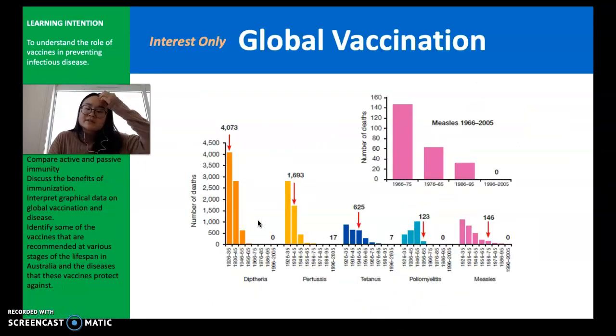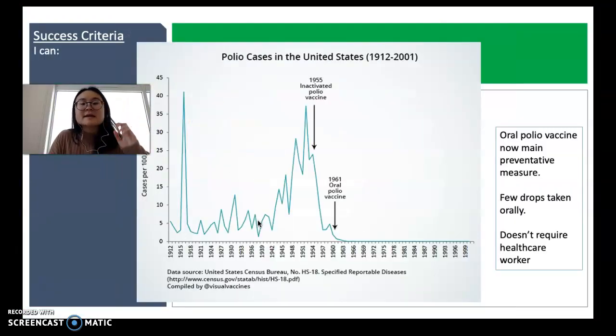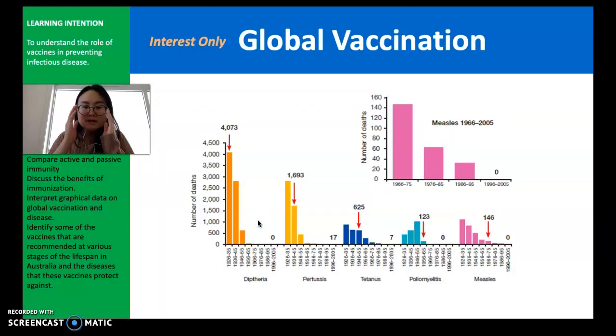Okay, this is pretty interesting. And this is the second last thing I need to touch on. So this is just for interest, guys. If you have a look at this graph, each of these different colors represents the number of deaths from a different disease. So in orange, we've got the number of deaths from diphtheria. In blue, we've got the number of deaths from tetanus. And then in light blue, we've got the number of deaths from polio, etc., and measles as well. Okay. And then this red arrow represents around the approximate time when vaccines were introduced for each of these diseases.